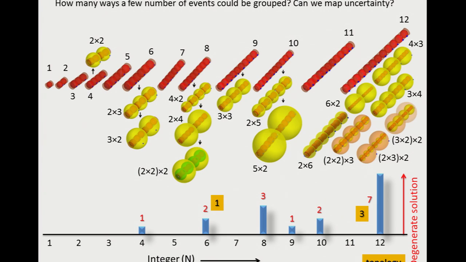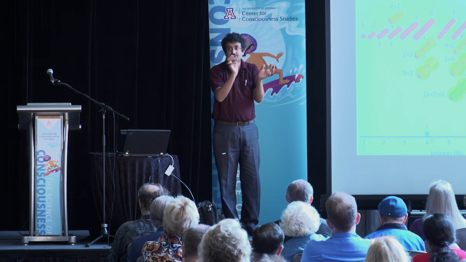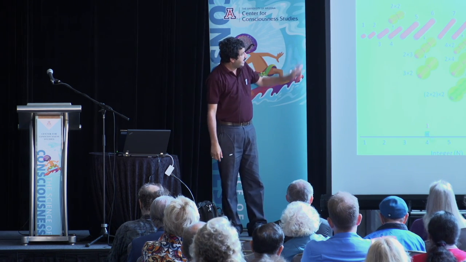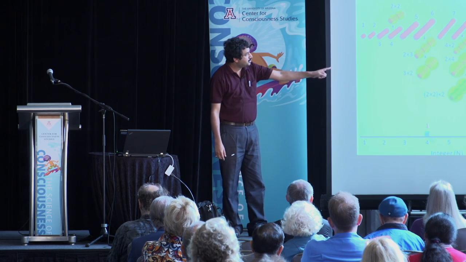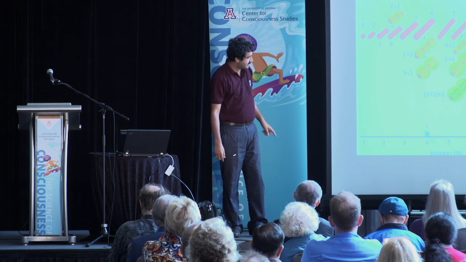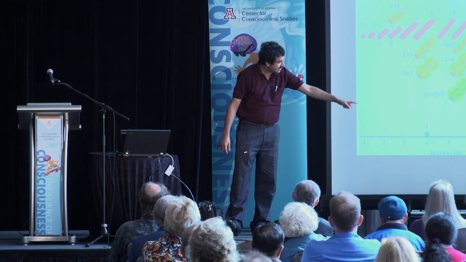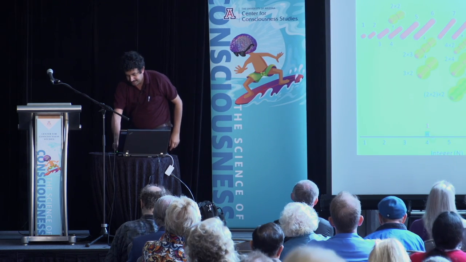So 4 could be represented as 2 into 2. You can group it like this. 6 could be represented as 2 into 3 or 3 into 2. I mean, you can take 2 of 3 or 3 of 2. 8 could be represented as 4 and 2, or 2 into 2 into 2. In this way, you can calculate for all the numbers, and you put integers on the horizontal axis and the number of counts on the vertical axis, okay?